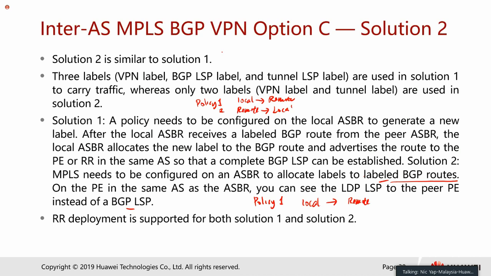So it means that for solution number 2, PE, P, ASBR 1, ASBR 2, something like this. In between this is still running LDP, LDP, LDP, LDP. In between the ASBRs, running BGP. So in this case, the labels will be just like LDP, LDP, and the ASBR triggers whichever you send from BGP.